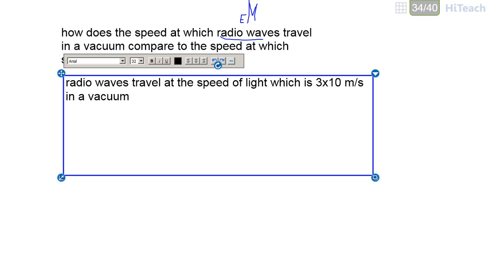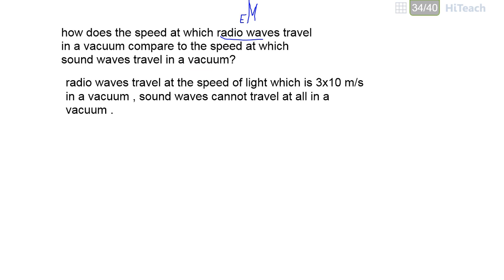Now sound waves cannot travel at all in a vacuum. Okay, so here I'm going to continue adding the correct answer: 3 times 10 to the power of 8.